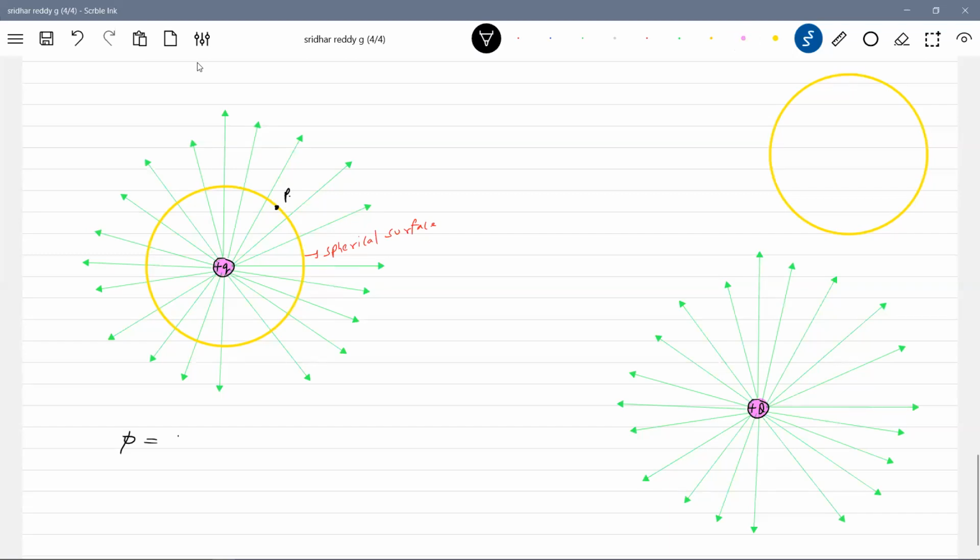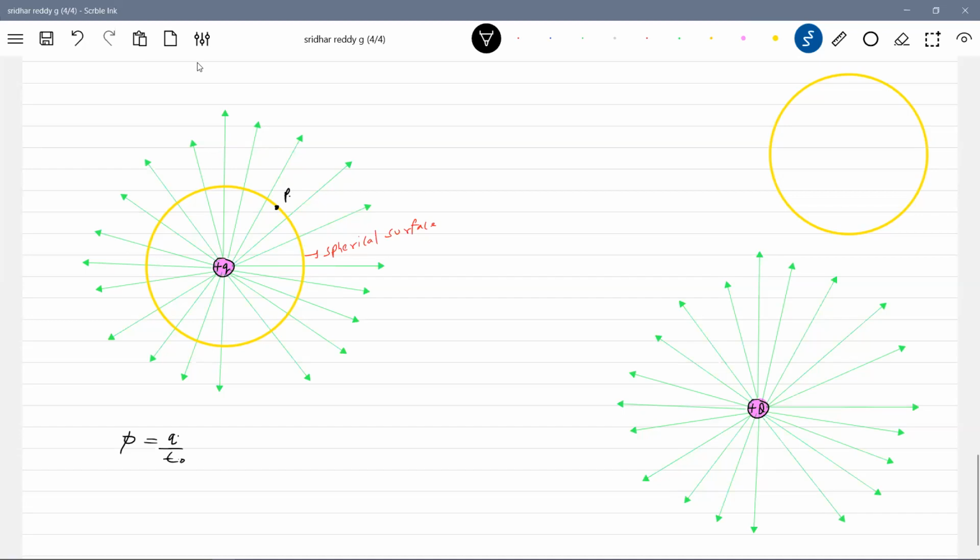So how much electric flux through the surface? Q by epsilon naught. What is the flux through the spherical surface? Charge enclosed by epsilon naught. That's what Gauss law is telling. So this will tell us the number of lines of force. I need not count; the electric flux through the surface is the charge enclosed by epsilon naught.